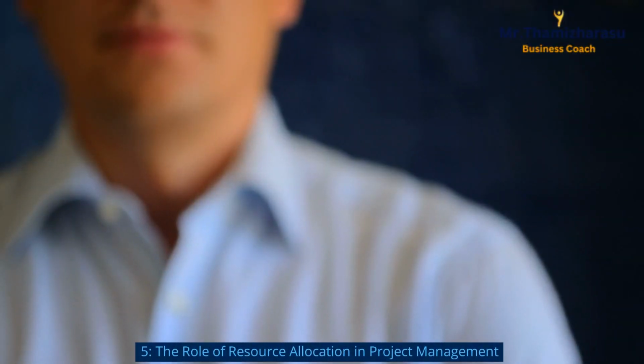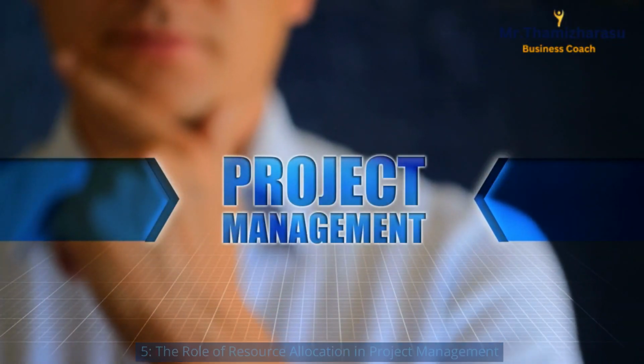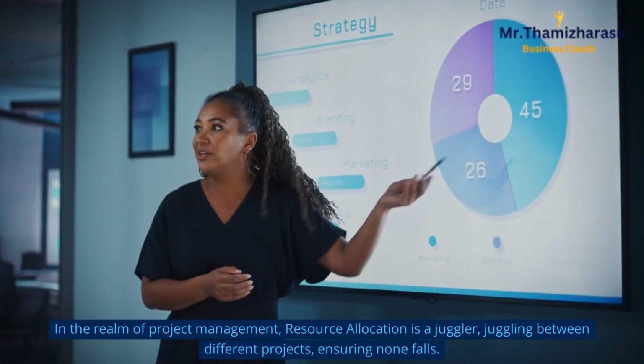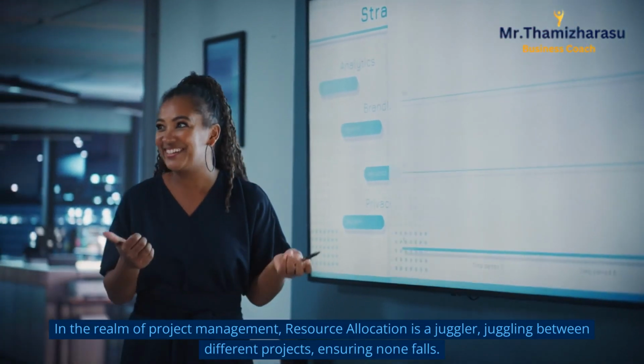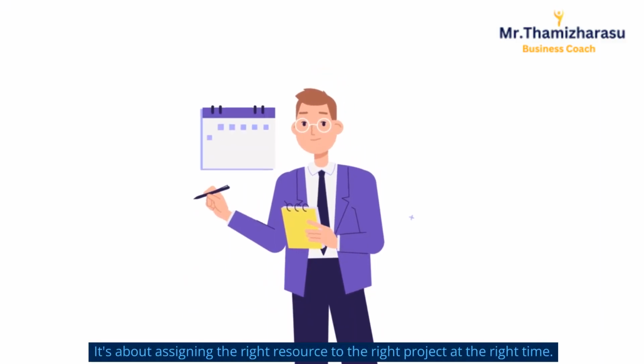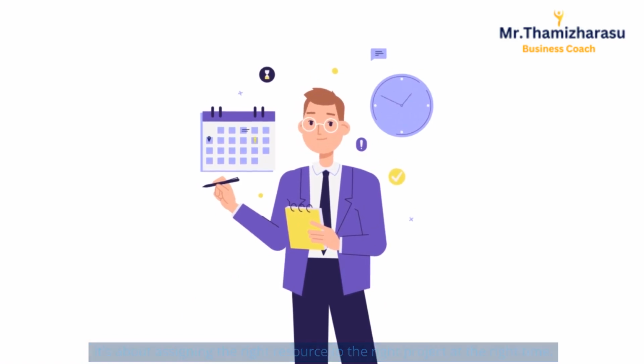5. The role of resource allocation in project management. In the realm of project management, resource allocation is a juggler, juggling between different projects, ensuring none falls. It's about assigning the right resource to the right project at the right time.